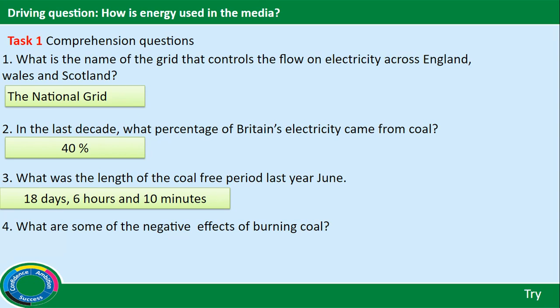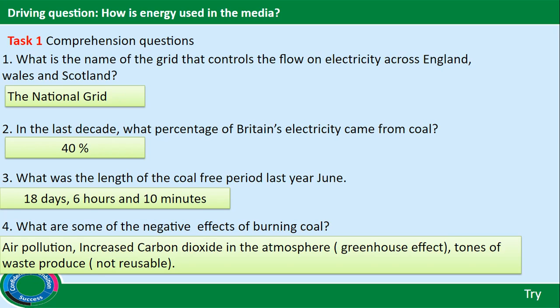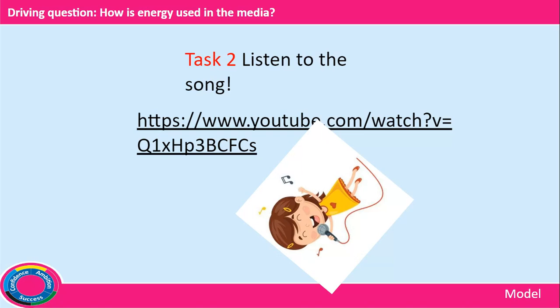And number four, what are some of the negative effects of burning coals or fossil fuels? Air pollution, increased carbon dioxide in the atmosphere, the greenhouse effect, tons of waste produced that are not reusable. These are the effects. So it's good that England is trying to move towards more of a renewable source to produce electricity. So that's good news.